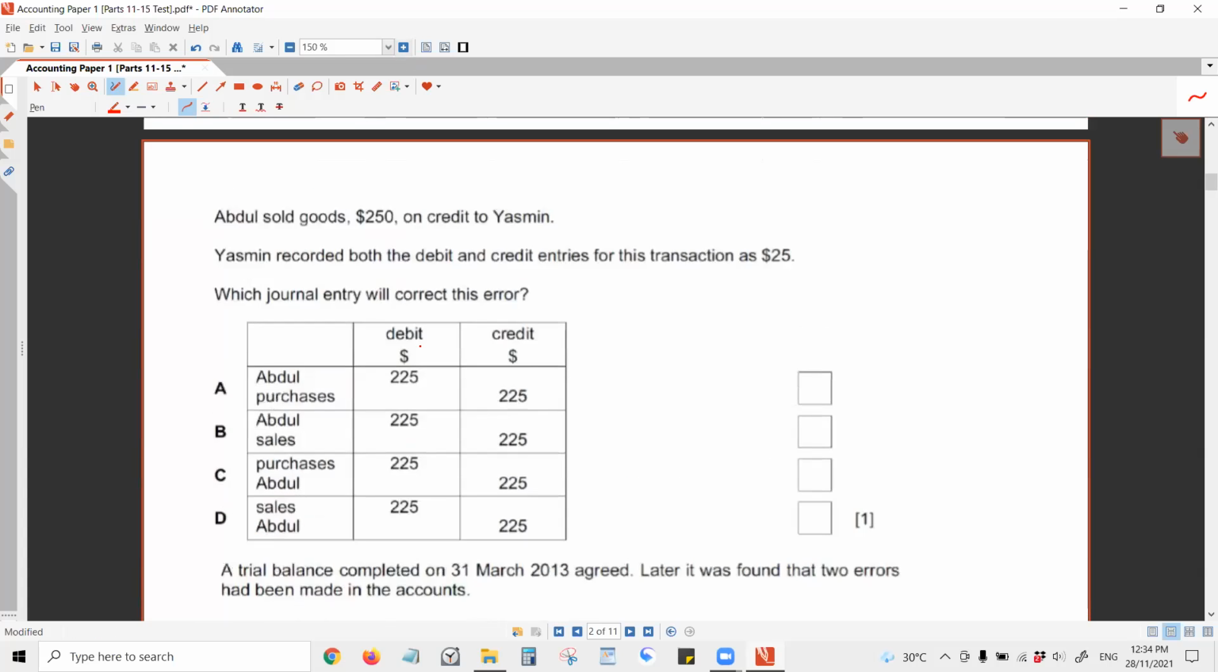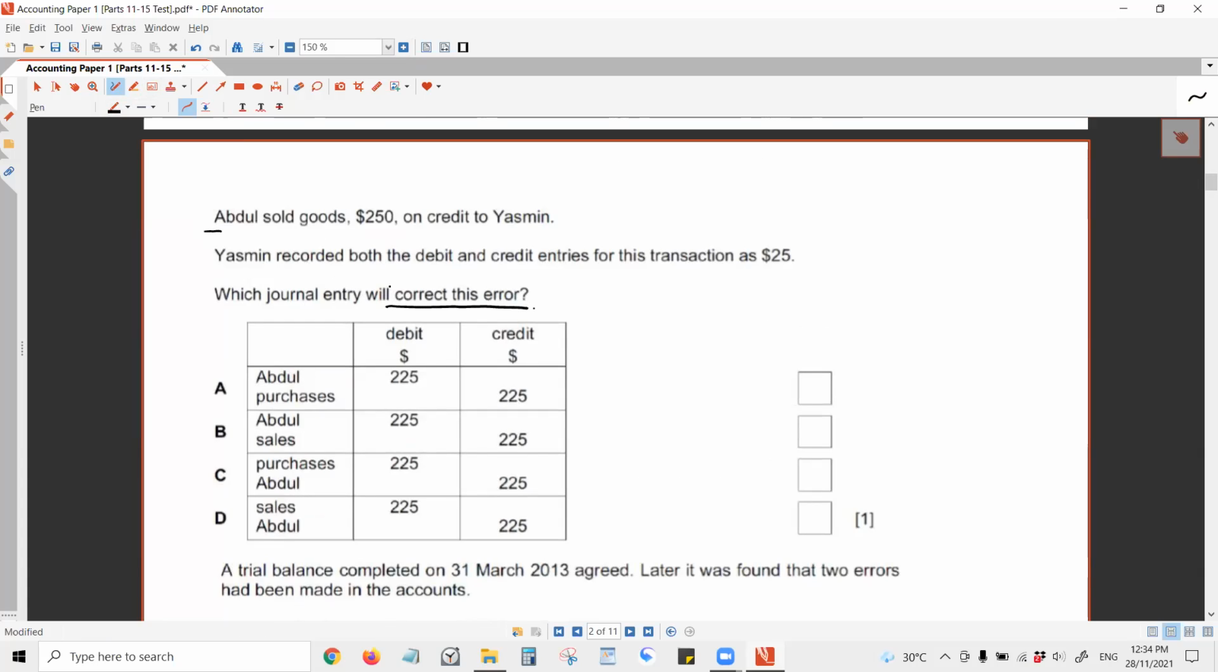Okay, next page. How to correct this error, they ask you. Abdul, all these are past exam questions that I extracted from the past exam papers. They are super relevant. So how to correct this error? Again, go through the 4 steps.